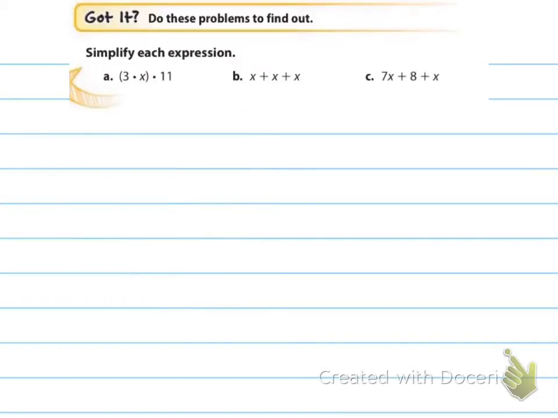All right, so I want you to try that with A, B, and C. If you'd like to use for B and C the sticks and dots method, go for it. Remember using commutative and associative properties for A. Go ahead and try it on your own, and then we'll come back and I'll show you my answers.